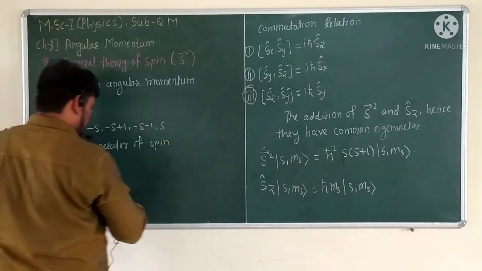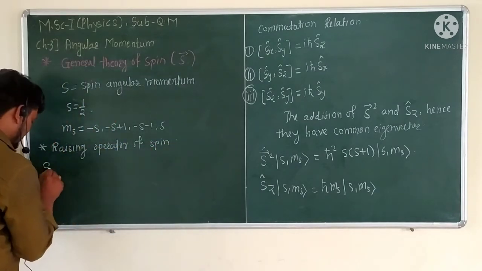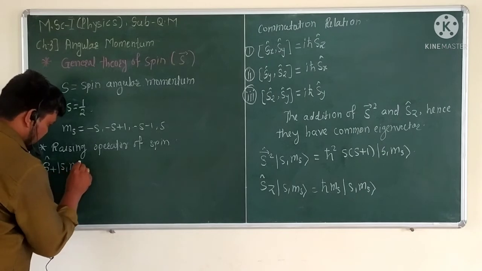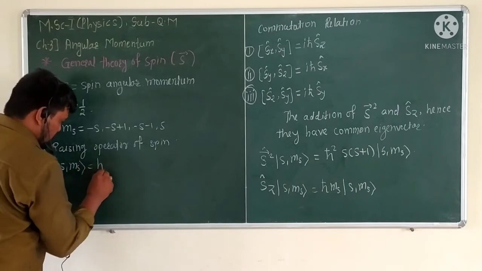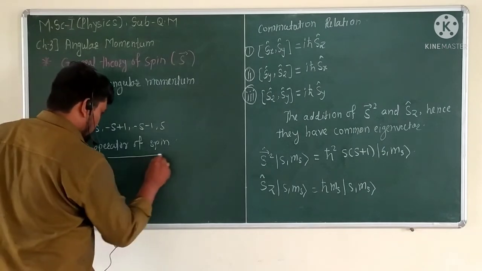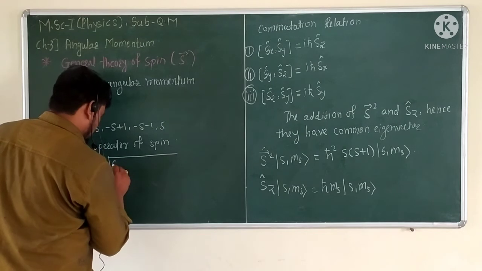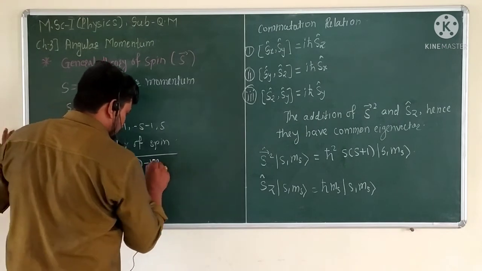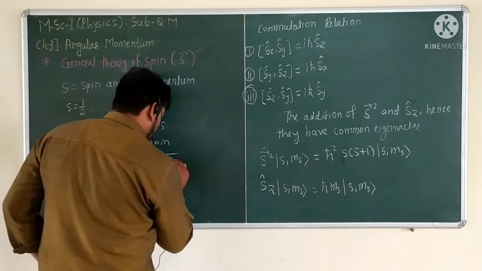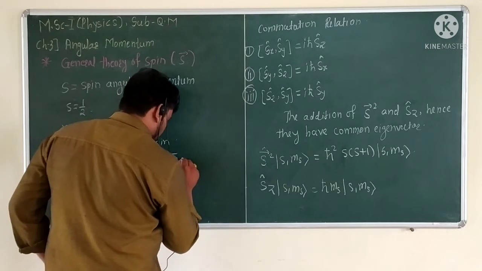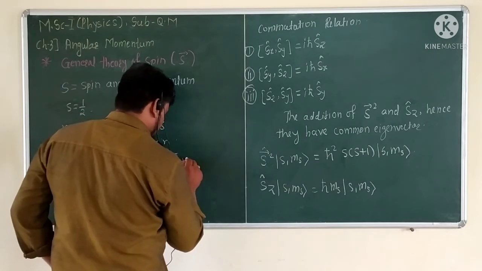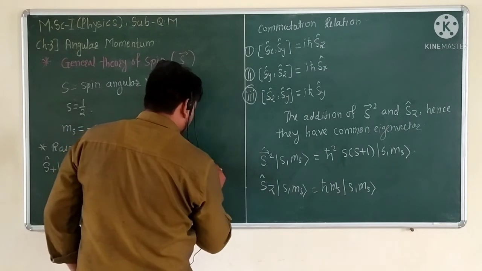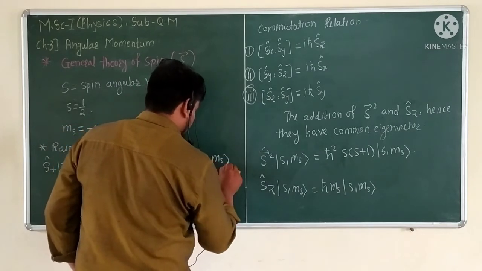So this formula of eigenvector, which is given by S plus of s comma ms, is nothing but h cross into under root of s into s plus 1 minus ms into ms plus 1, and in ket value s comma ms.